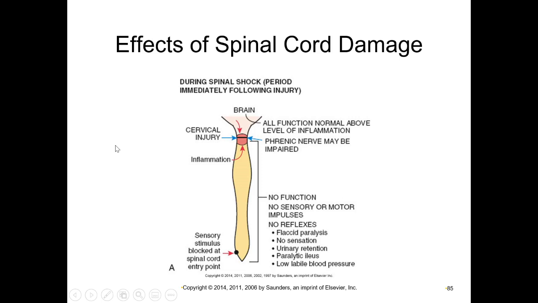Spinal cord damage. This is in your book. I'm not going to spend a lot of time talking about it. You can go back and look, but you can see where the shock happens and the repercussions there, and see the point of no reflexes, where there's flaccid paralysis, no sensation, the things that happen there. And as a nurse, what do you have to do, and do quickly?